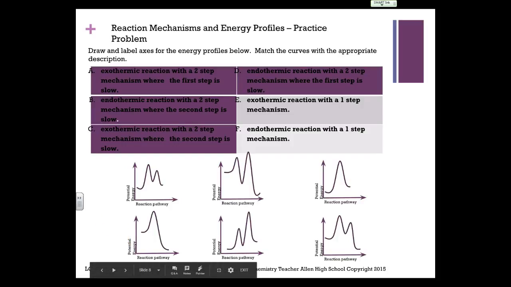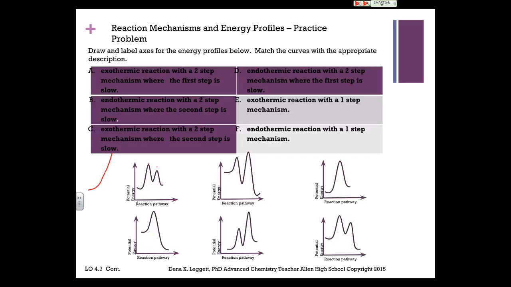Right, so we have these energy diagrams. What I want you to understand with each of these energy diagrams is that the number of hills corresponds to the number of steps in the reaction mechanism. The height of the hill corresponds to whether it is slow or fast. Slow reactions have a really high activation energy. It takes a lot of energy to break those bonds.